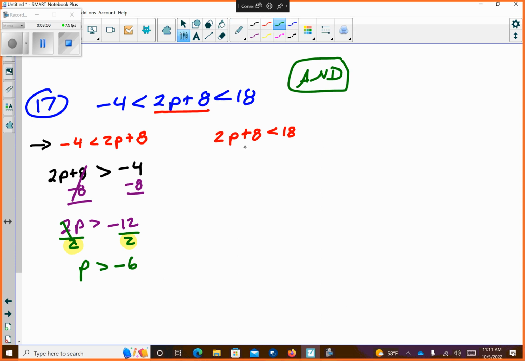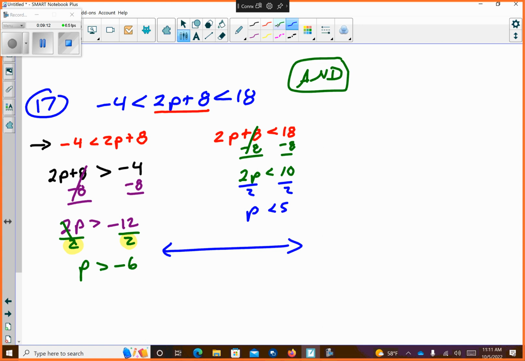All right, I'm going to go up here. I'm going to subtract 8. I'm going to subtract 8. Those cancel. 2p is less than 10. Last step. Do I flip the sign? No. All right, so those are my two answers.